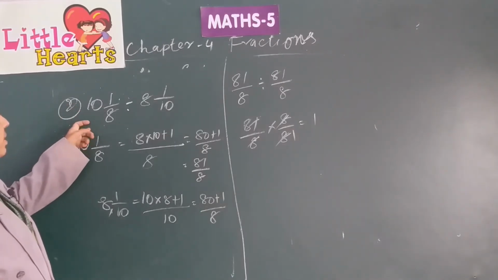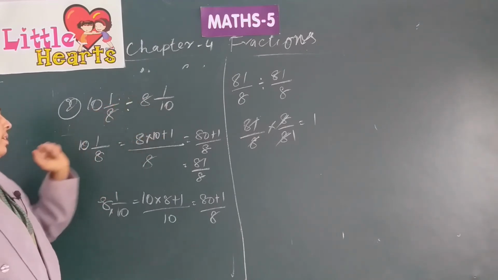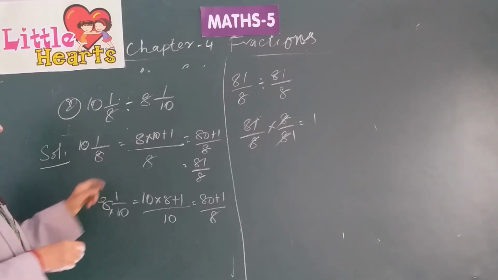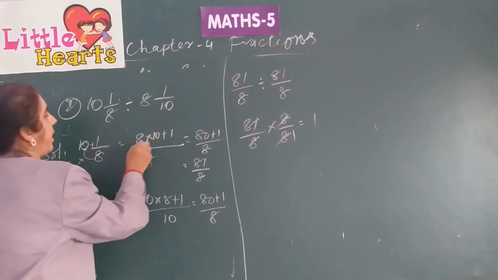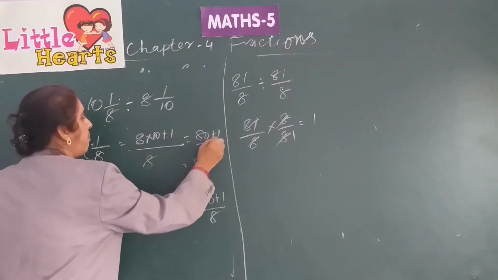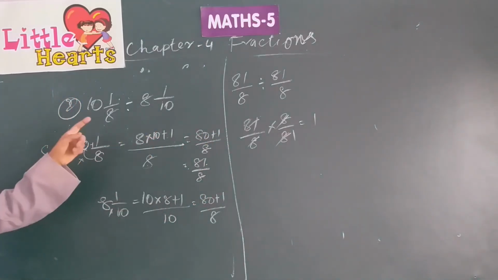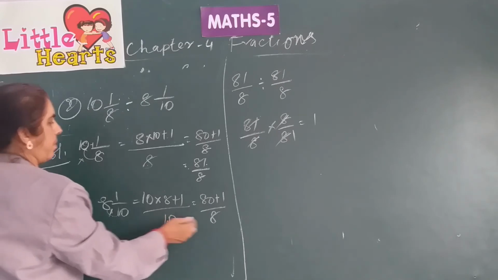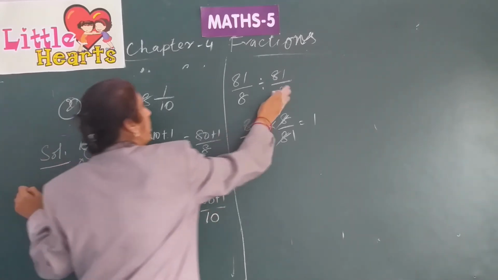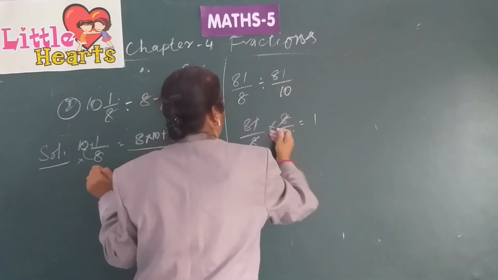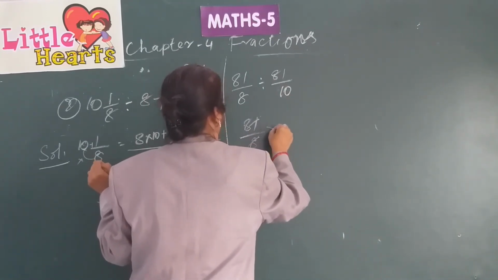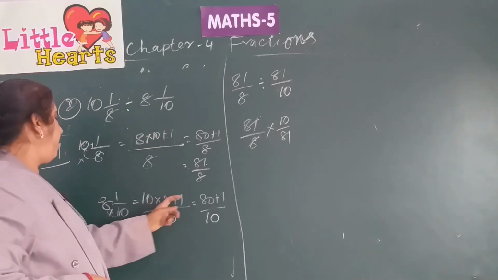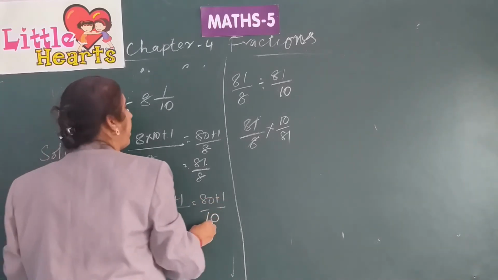Yes, take another two fractions. 10 1 by 8 divided by 8 1 by 10. Now, change the mixed fraction 10 1 by 8 into improper. 8 into 10 plus 1. 8 tens are 80 plus 1 by 8. 80 plus 1 by 8 is 81 by 8. Now take the fraction 8 1 by 10. 10 into 8 plus 1 by 10. 10 8s are 80 plus 1, 81 by 10.